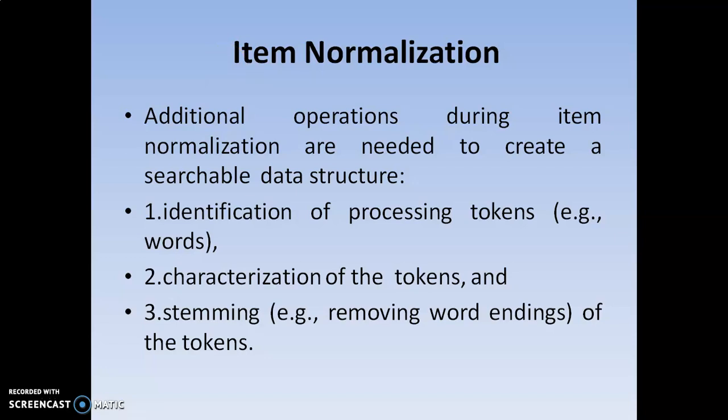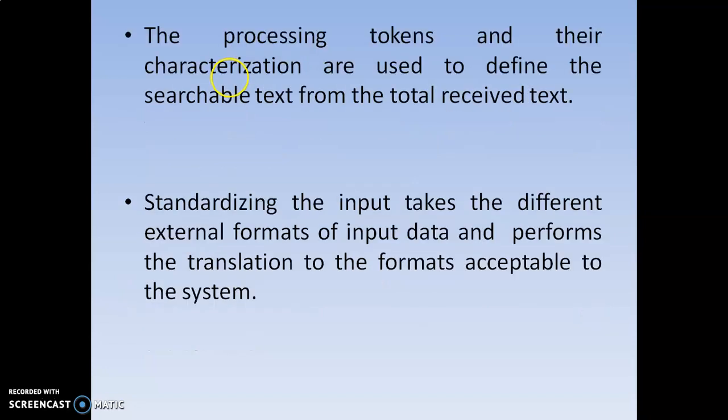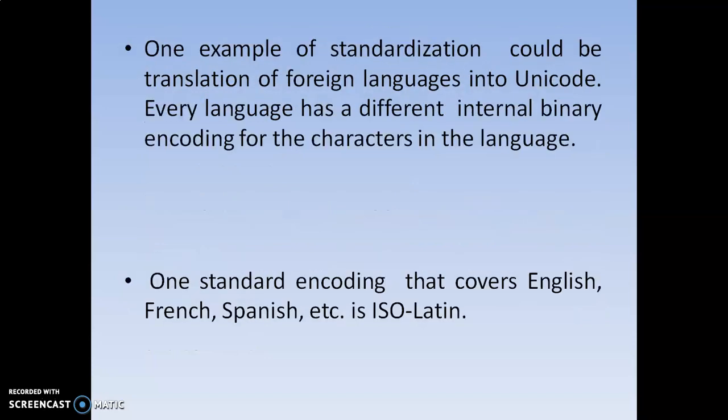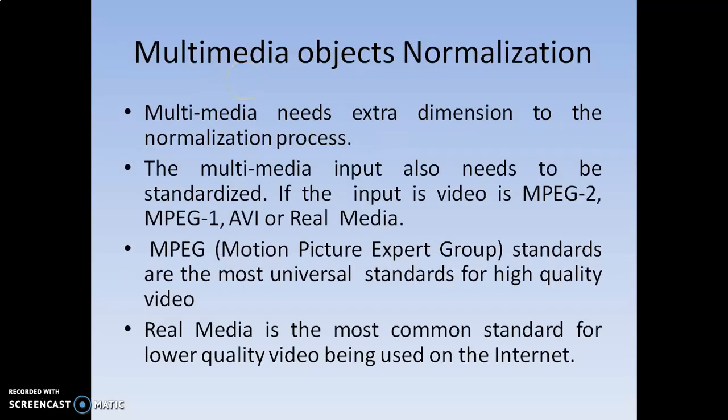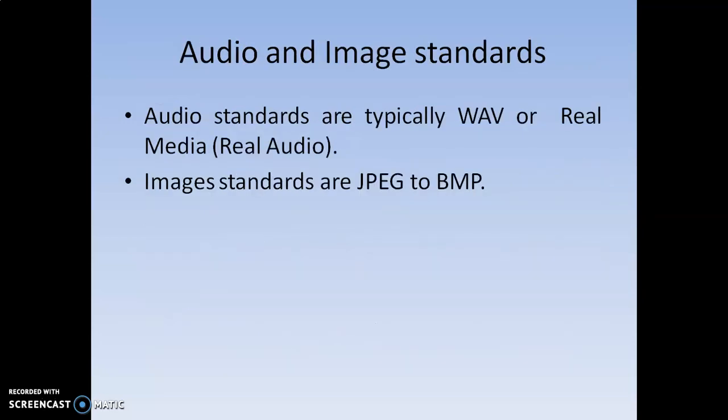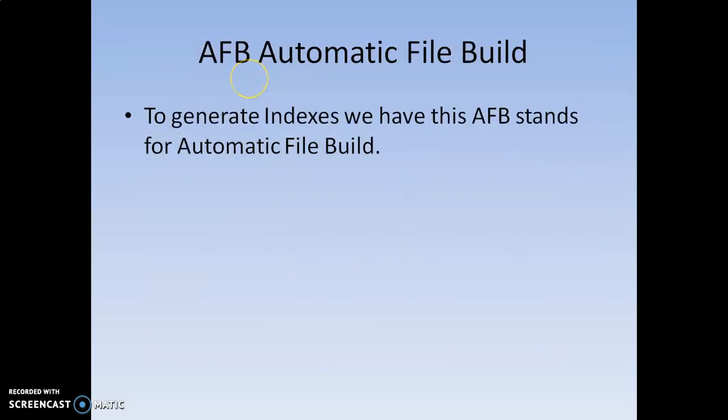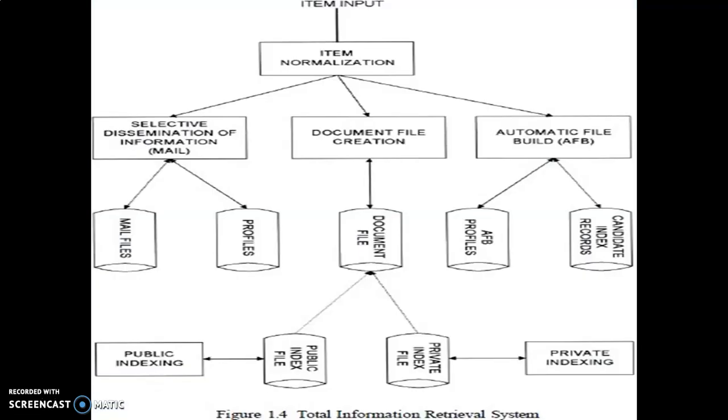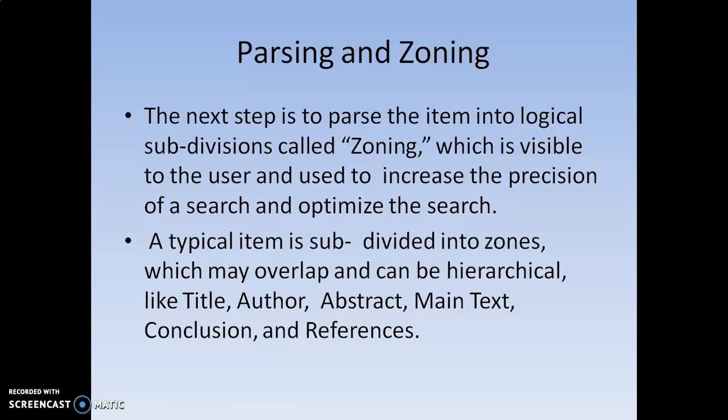What is the standard format normally? Unicode is used for alphanumeric characters. That is a universally acceptable standardized format. The next one is that multimedia objects can be converted into a set of standard formats, so audio and images will be converted into these standard formats. One more thing we have seen: automatic file build is used to generate the indexes, along with parsing and zoning. This helps us enhance the search.